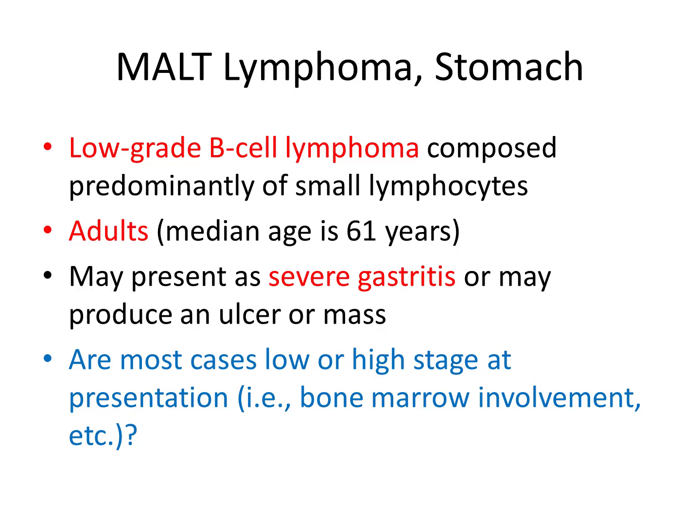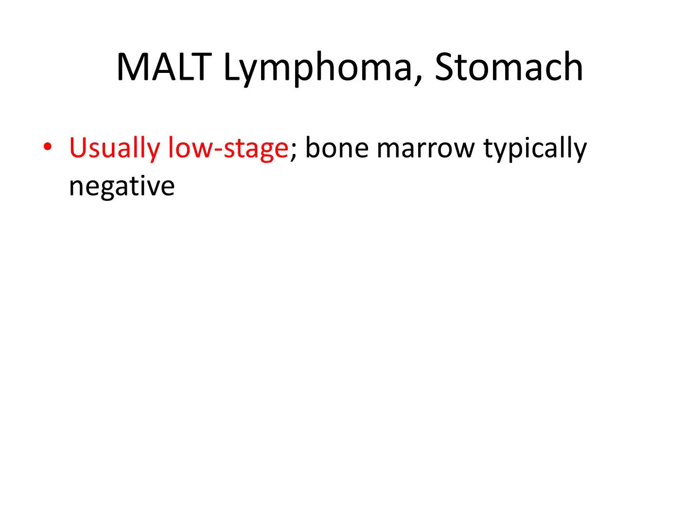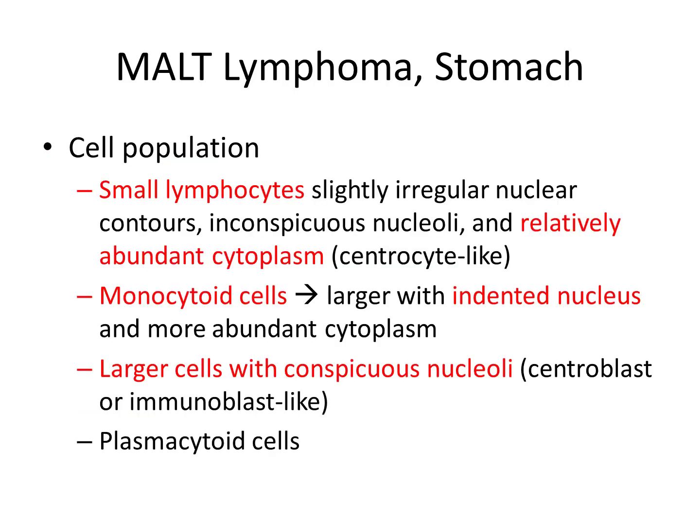Now consider this question. Are most cases low or high stage at presentation, that is, bone marrow involvement, etc.? Gastric MALT lymphomas are generally low stage at presentation, with the bone marrow typically being negative. The cellular population in MALT lymphoma includes small lymphocytes, monocyte-like cells, and some larger lymphocytes. The principal cell type is the small lymphocyte, which is characterized by slightly irregular nuclear contours, inconspicuous nucleoli, and relatively abundant cytoplasm. These are considered to be centrocyte-like cells.